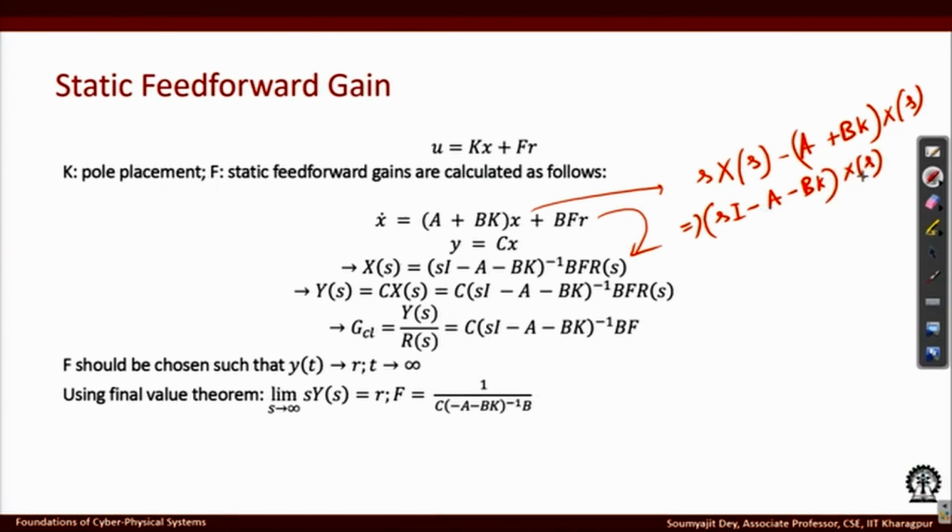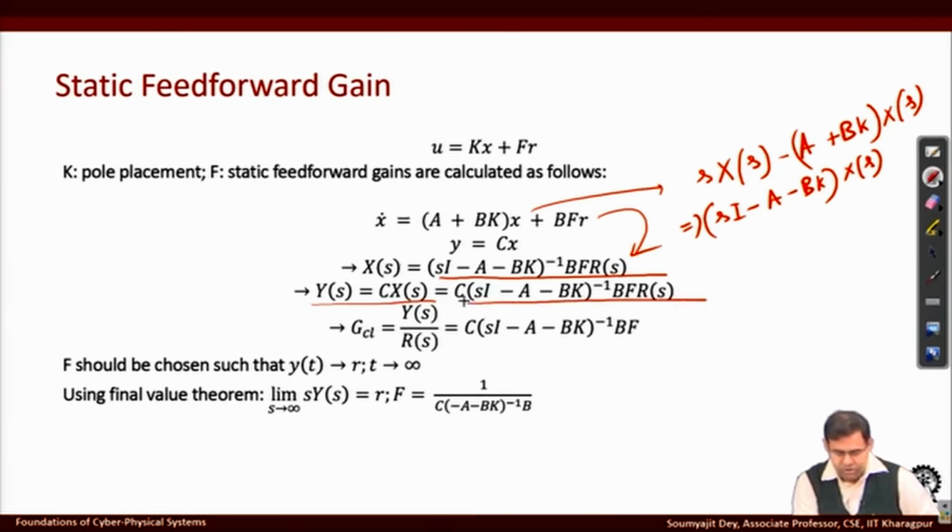So once you know that the transform is this, you can just apply (sI minus A minus BK) inverse on both sides to get to this line. Once you know X(s), you can see what Y is. Y is C times X(s), so that's just this line: C times (sI minus A minus BK) inverse and then BF R(s), because B and F are going to be constant and R is a function of s here. So in general, for the closed loop, the input-output transfer function Y by R, the reference input, is this.